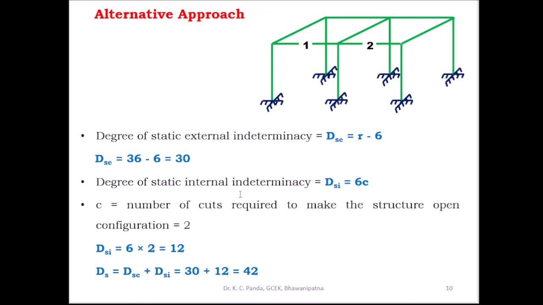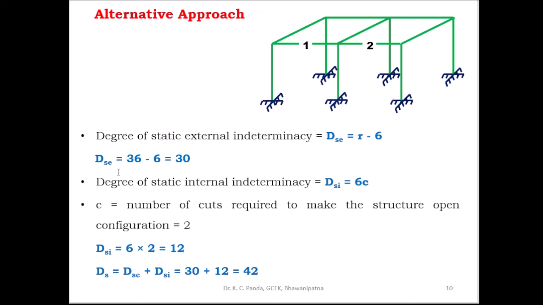Then find out the degree of static internal indeterminacy using this expression. DSI is equal to 6 into C, where C is the number of chords required to make the structure an open configuration. So here 2 chords are required to make the structure an open configuration. This is one chord and this is the second chord. After taking the 2 chords, the structure becomes an open configuration. So here C is equal to 2. Then you can find out the degree of static internal indeterminacy. So DSI is equal to 6 into 2 is equal to 12.